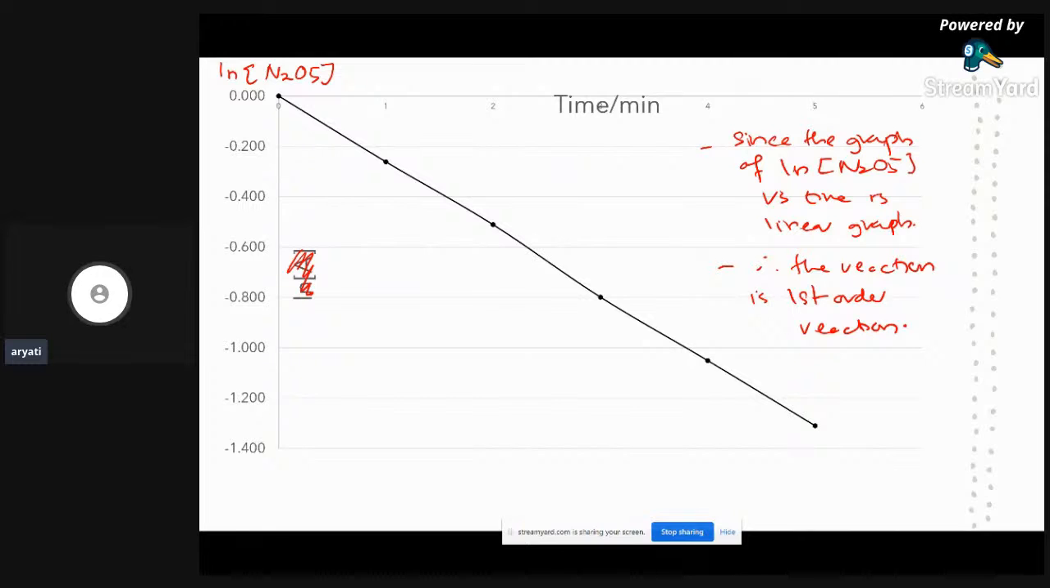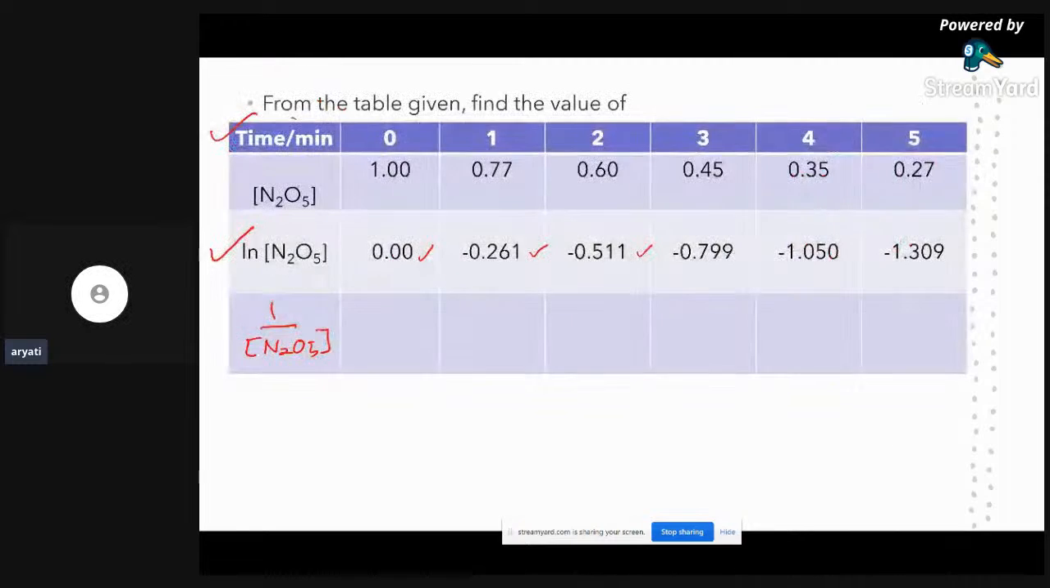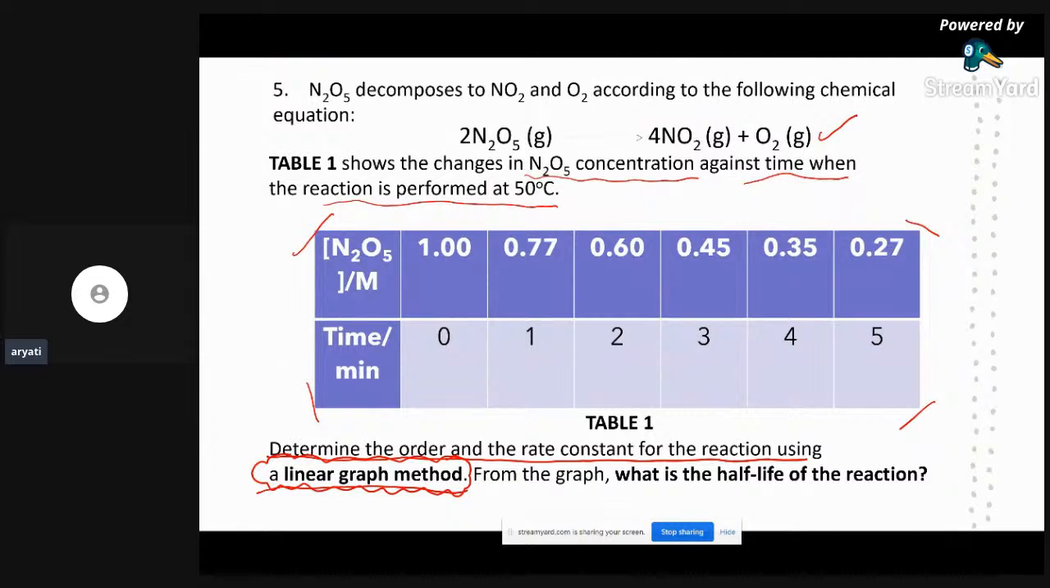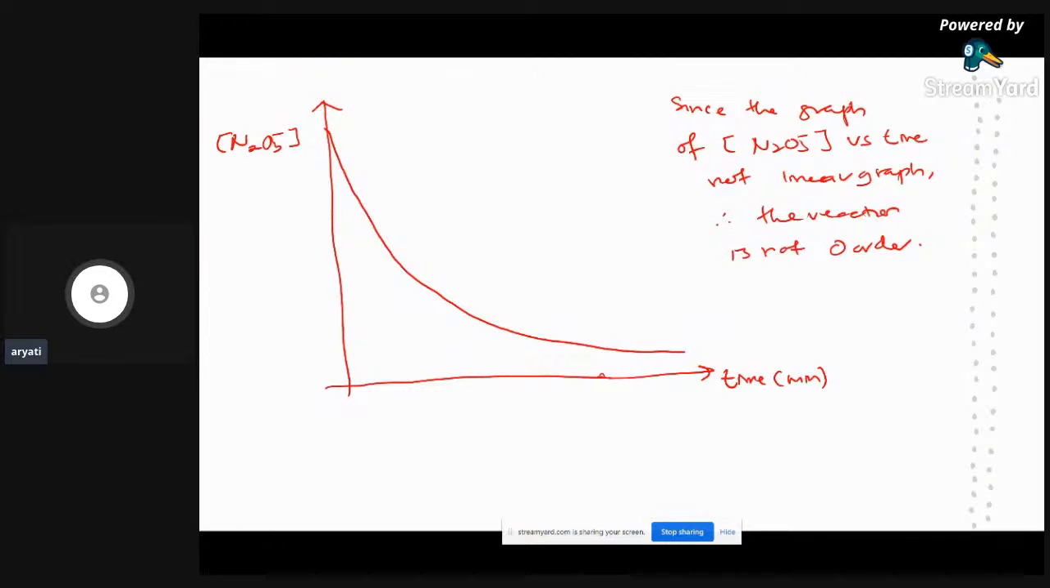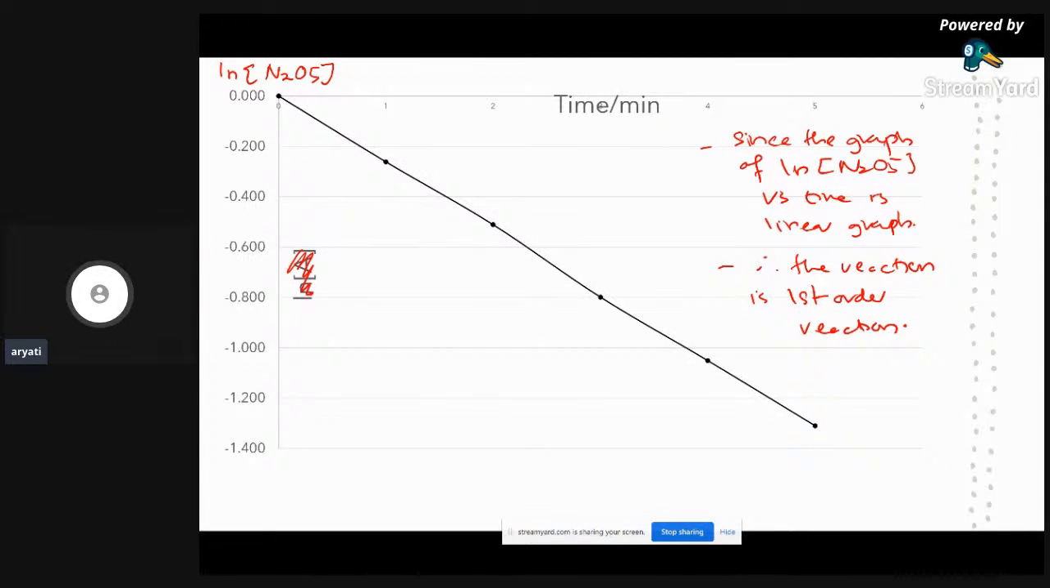Okay, so because the question asks you to plot a graph using linear graph method, so make sure kamu kena buat pada skala yang betul lah. So kamu mesti ada title kat sini. So title dia adalah graph ln concentration of N2O5 versus time. So kamu mesti label x-axis as time in the unit of minute, dan y-axis is ln concentration of N2O5.